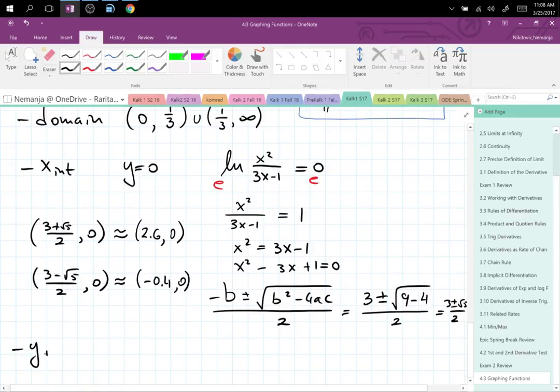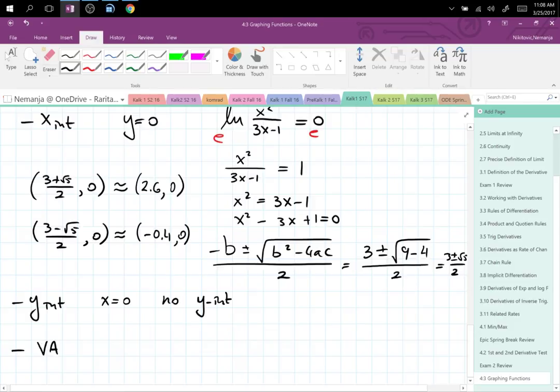To find y-intercepts, we are going to set x equal to 0. But we know that doesn't happen, right? So no y-intercept, because you can't have ln of 0. ln of 0 is negative infinity. So no y-intercepts.